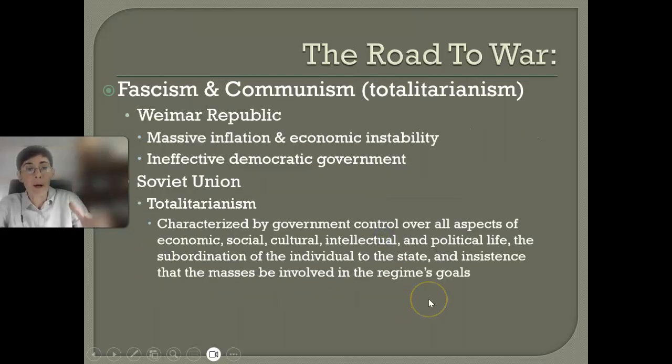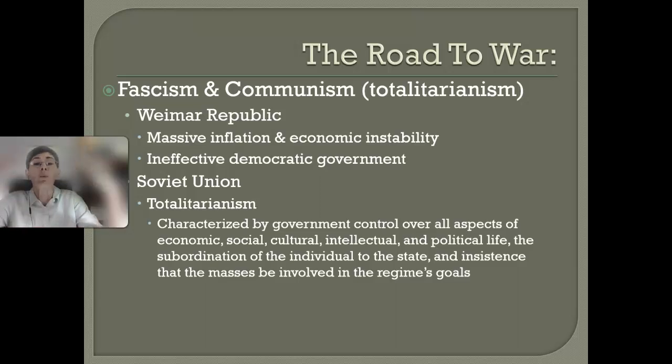So the Weimar Republic was a republic set up with a parliamentary democracy in the aftermath of World War I. It was unsuccessful. They had massive hyperinflation, a lot of economic instability, and a very ineffective parliamentary democracy, and it collapsed into what would become Hitler's fascist government. So he and the Nazi Party offered an alternative, and people voted for it.